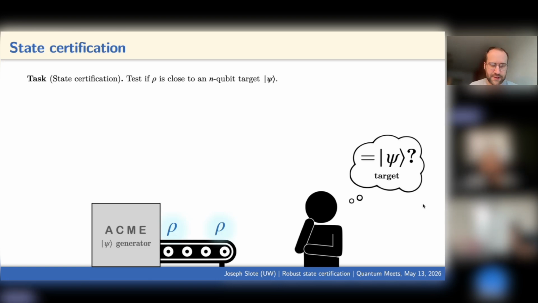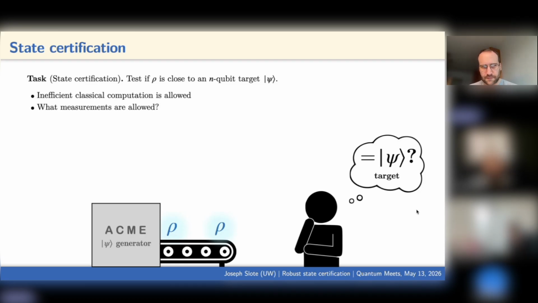We're going to assume the target state is pure. Things are roughly still possible when it's slightly mixed, but that's outside of the scope of this project. We want a certification protocol that works for any target state, so we're going to assume inefficient classical computation. For example, our protocols will work even if the state psi is itself exponentially complicated.